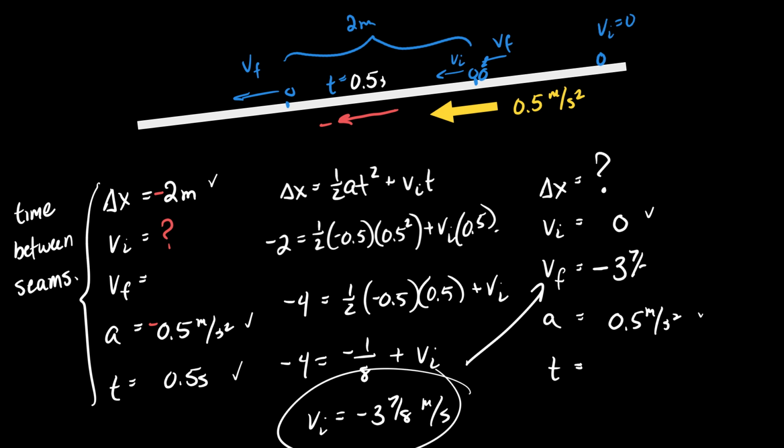-3 7/8 meters per second. There's probably a decimal that would work just as good, but I don't really care. I think I can find delta x now. You guys see that okay? Gotta use something that has these four things in it.